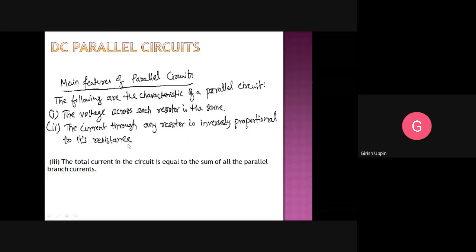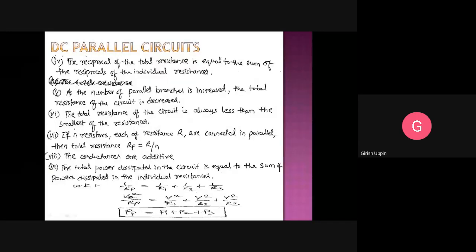This is very easy to understand. Whenever there is a higher resistance, the amount of current would be less. When the amount of resistance is less, the current would be more. Then third, the total current in the circuit is equal to the sum of all the parallel branch currents. Means I is equal to I1 plus I2 plus I3. Then this is what we got from the equation, that is 1 by Rp is equal to 1 by R1 plus 1 by R2 plus 1 by R3. How to state that? The reciprocal of the total resistance or the equivalent resistance is equal to the sum of the reciprocals of the individual resistances.